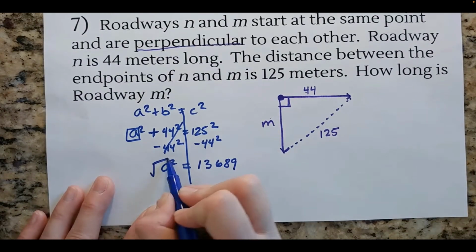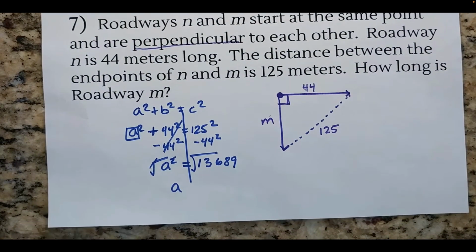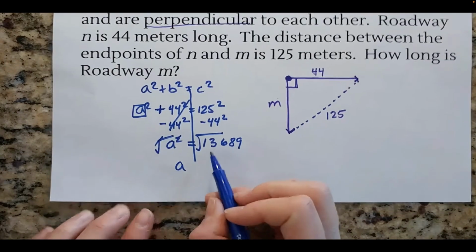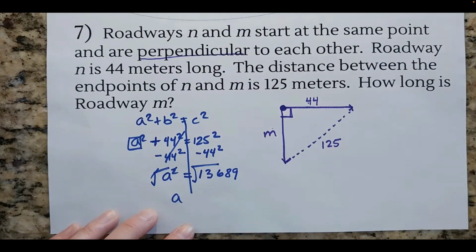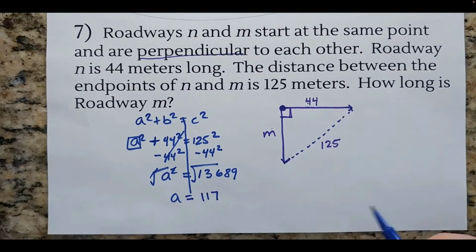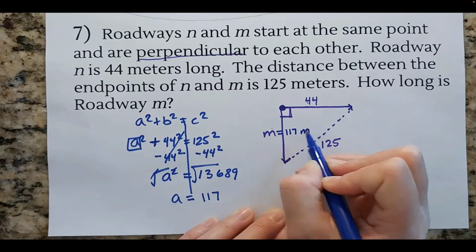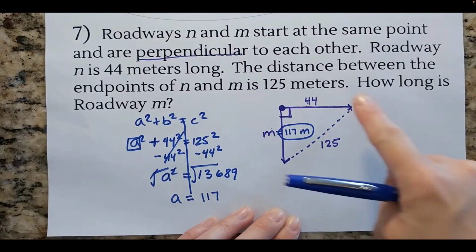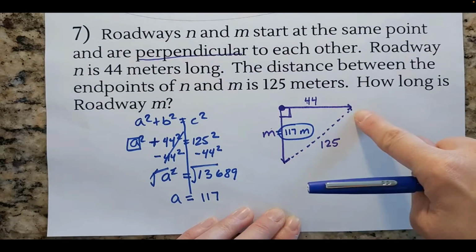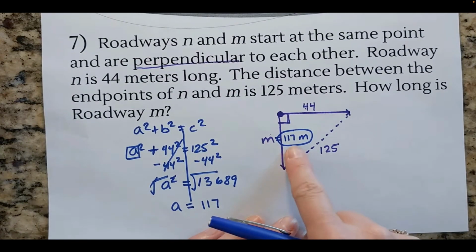Now, of course, I have to take the square root of both sides. Now, it's really nice that this actually comes out to a perfect whole number, which means that this is rational. It actually comes out to exactly 117. So the length of roadway M is 117 meters, which, if you look at this triangle, this should be the longest side. It's 125, which makes sense. So roadway M, there we have it.